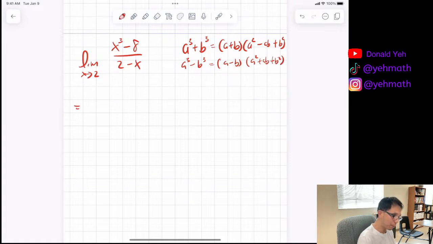So how do I factor the top? Before I factor the top, what am I going to do? I'm always plugging in the value. So it's going to give you 0 over 0. Before I do anything, I plug in and get 0 over 0.